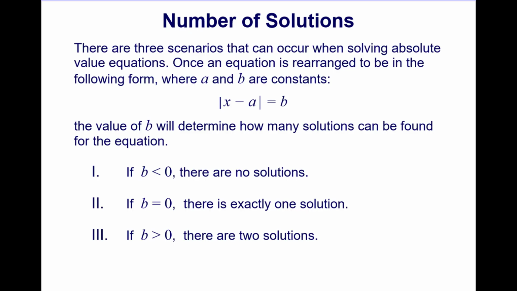Scenario number 1. If b is less than 0, there are no solutions. In other words, if b is a negative number, there are no solutions. And that makes sense because absolute values are never negative. Scenario number 2. If b is equal to 0, there is exactly one solution, and that one solution will be 0. Scenario number 3. If b is greater than 0, meaning that b is positive, there are two solutions.